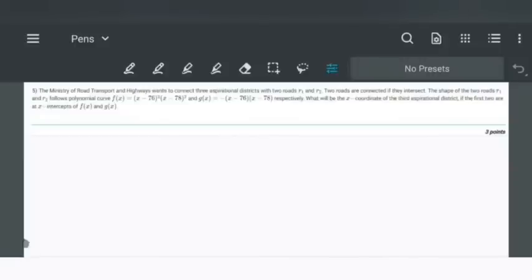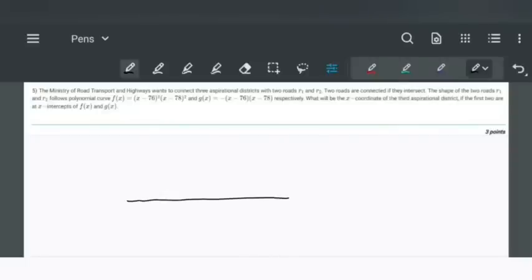Fifth question. The Ministry of Road Transport and Highways wants to connect three aspirational districts with two roads R1 and R2. Two roads are connected if they intersect. The shapes of the two roads R1 and R2 follow polynomial curves f of x and g of x respectively. What will be the x coordinate of the third aspirational district if the first two are the x-intercepts of f of x and g of x?